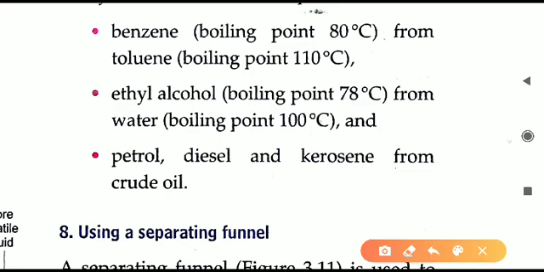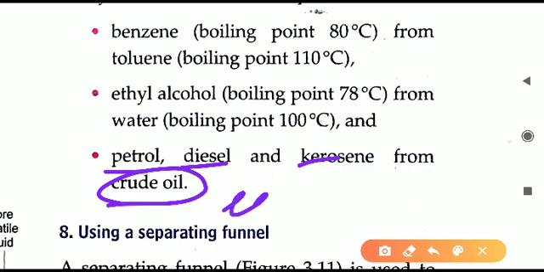Boiling point of both things are given. Next is petrol, diesel, kerosene. All these are fuels, and these are separated from the crude oil. Crude oil we are getting from the earth crust. From the earth we are not getting petrol directly. We are not getting diesel directly.